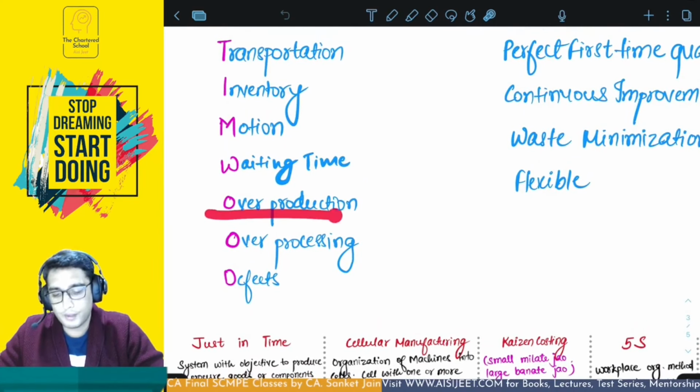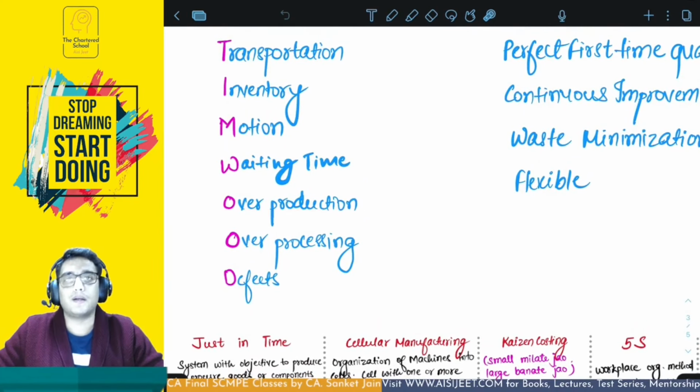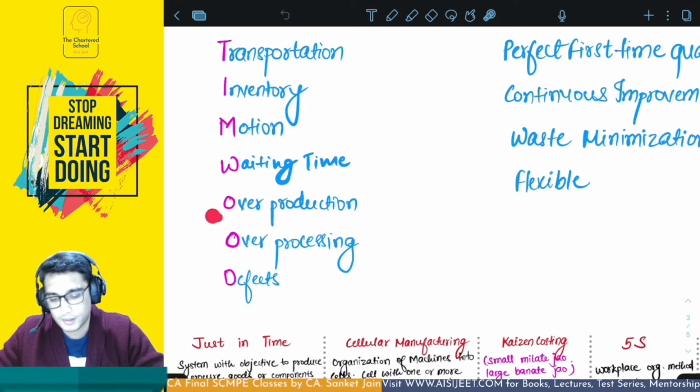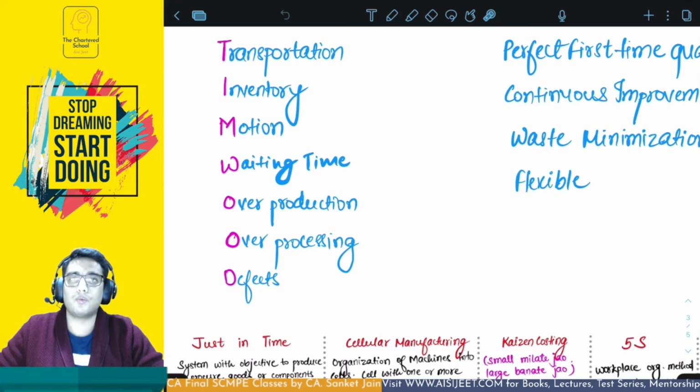Then we have overproduction, which is that if you are producing more than what is required, you would again have the excess carrying cost. You also would have the working capital blocked in your production, and therefore it will lead to finance cost as well. So overproduction is also considered to be a waste. You don't want to have more products than what are required.